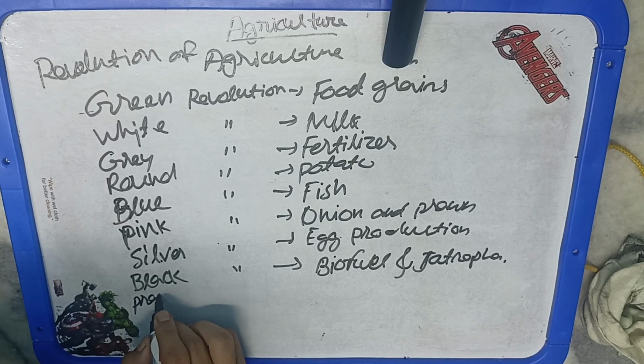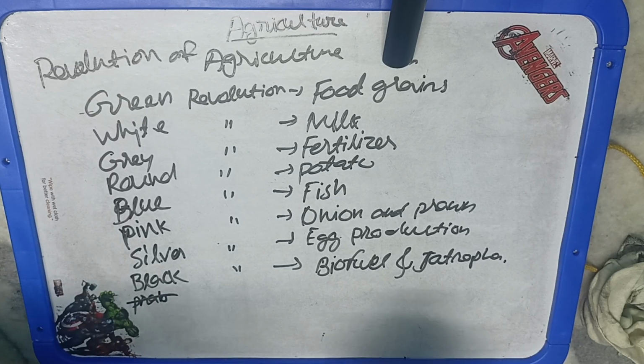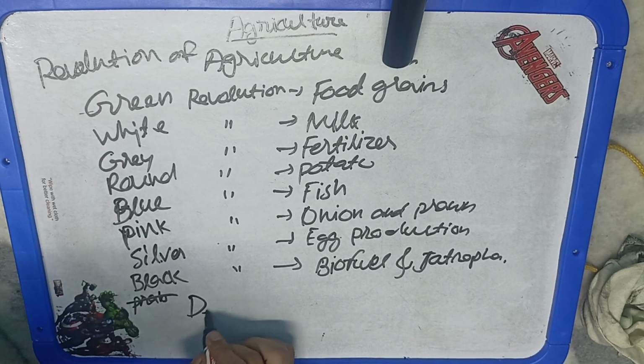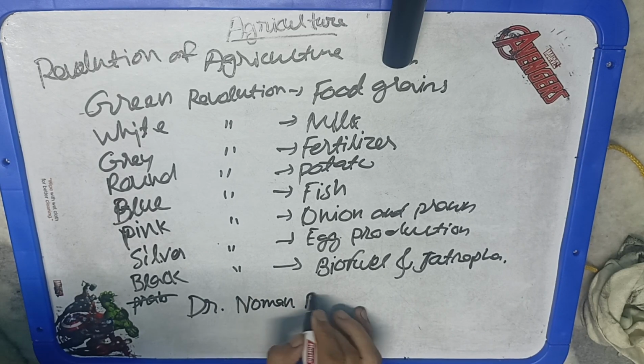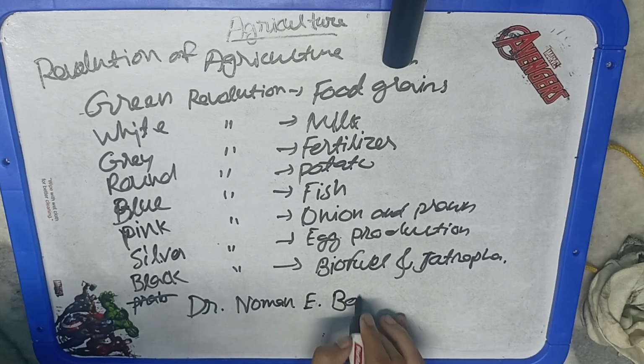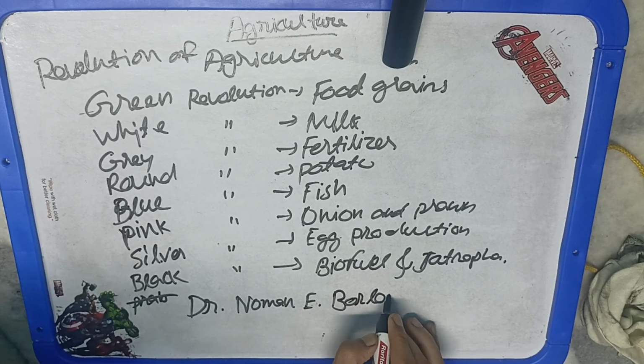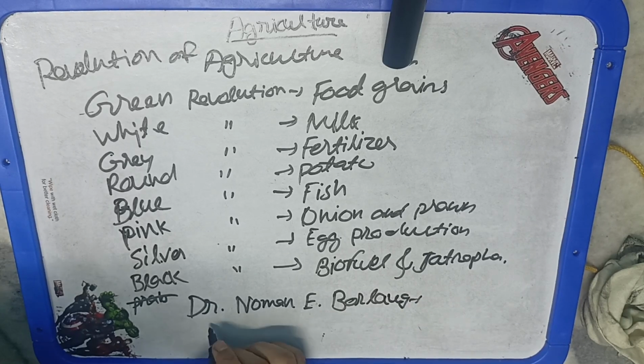This is the person behind the green revolution: Dr. Norman E. Borlaug, father of the green revolution all over the world, also awarded the Nobel Peace Prize in the year 1970. He developed the high yielding varieties. What are those high yielding varieties? I will tell you later. He was an American seed scientist, also awarded the Nobel Peace Prize.